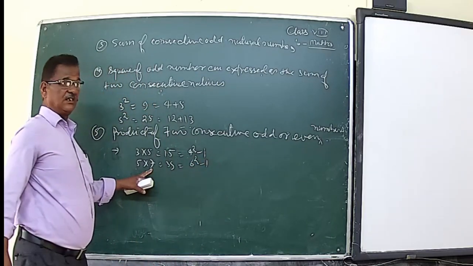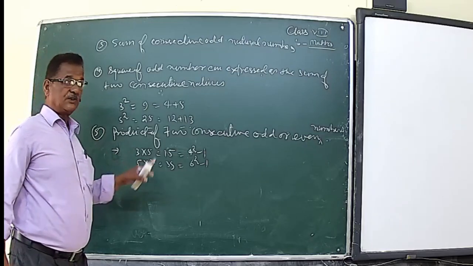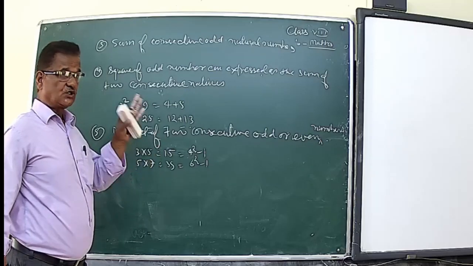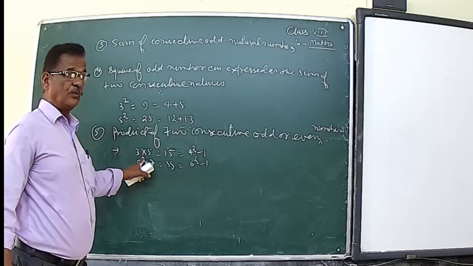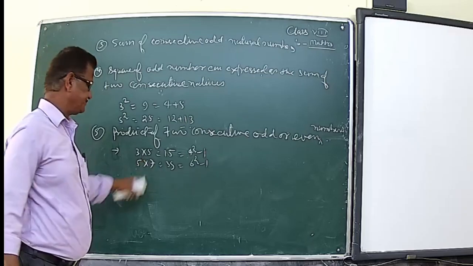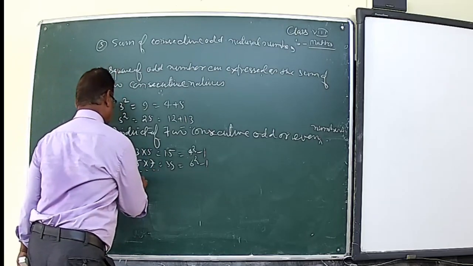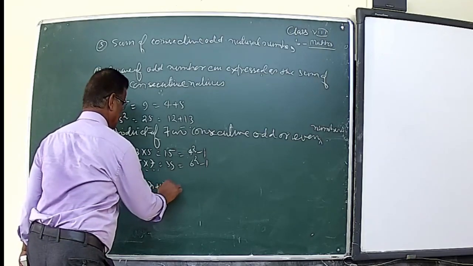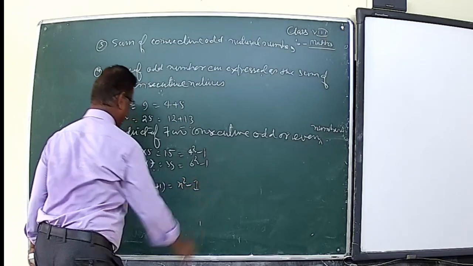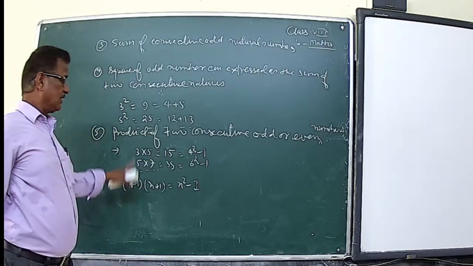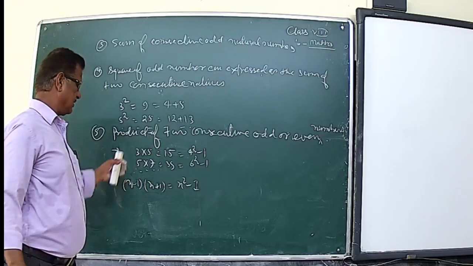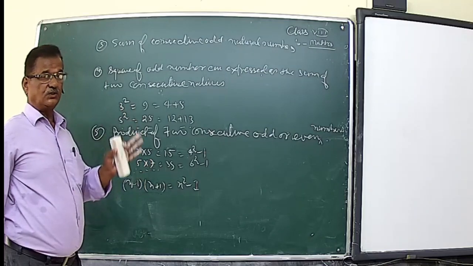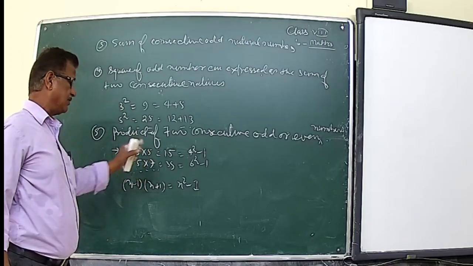6 square minus 1. It means the number lying between two consecutive even or odd numbers is equal to the square of the number lying between them, less 1. If you take (n minus 1) into (n plus 1), it is equal to n square minus 1. You can say another way: if you multiply two odd numbers, then their product is equal to 1 less than the square of the number lying between them.